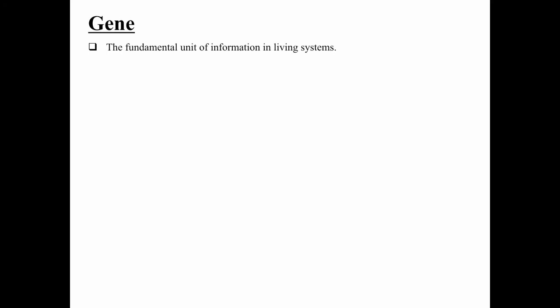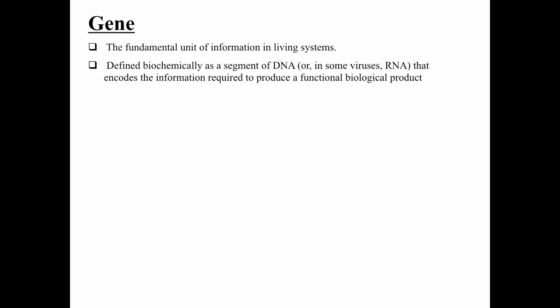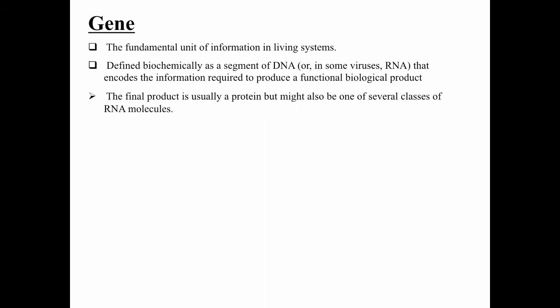So what is a gene? A gene is the fundamental unit of information in living systems. It's defined biochemically as a segment of DNA, or in some viruses, RNA, that encodes the information required to produce some type of functional biological product. And that final product is usually a protein, but it can also be an RNA molecule. The genome is all the genetic information that is encoded in a cell or virus.